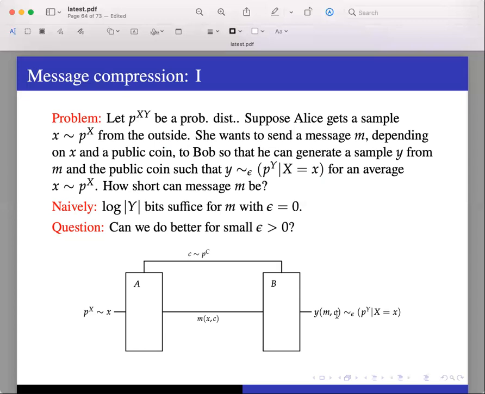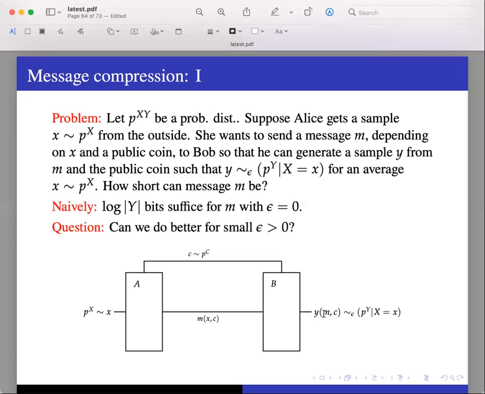Now, what do I want? I want that the probability distribution of Y, for a fixed x, so I'm looking at the sample Y. It's a random variable for a fixed X. Why is it a random variable? X is fixed, but remember the randomness is coming from the public coin. So the randomness affects M, and the randomness plus, of course, the randomness of M affect the output Y.